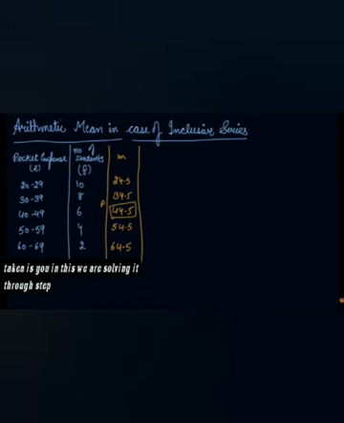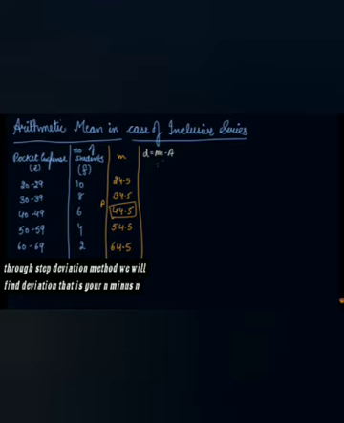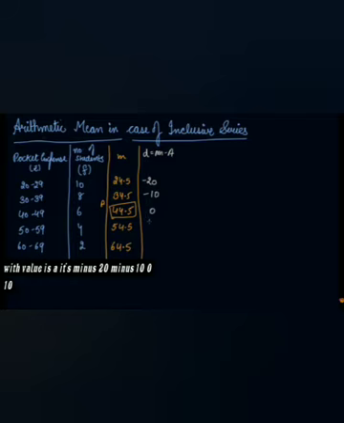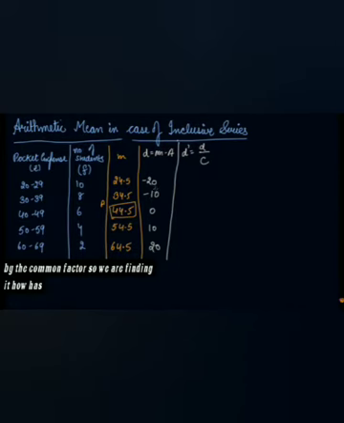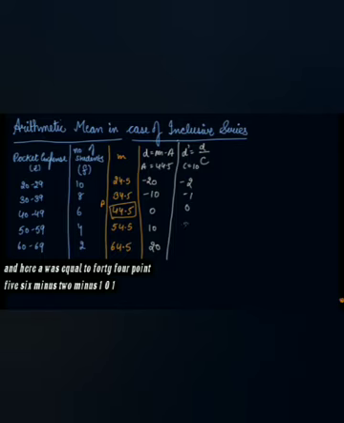So we are solving it through the step deviation method. We will find deviation, that is d, your m minus a, mid value minus a. It's minus 20, minus 10, 0, 10 and 20. Now we will find out the next deviation, d dash, by d divided by the common factor. Here the common factor is 10, where c is equal to 10 and a was equal to 44.5. So it's minus 2, minus 1, 0, 1 and 2.